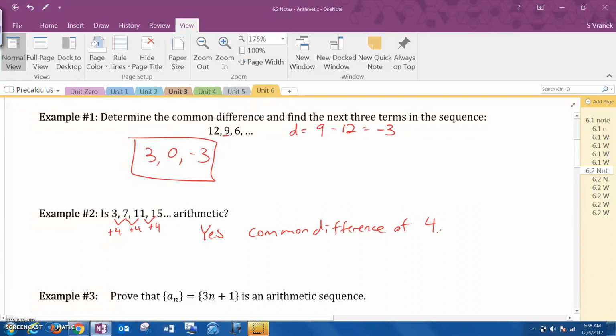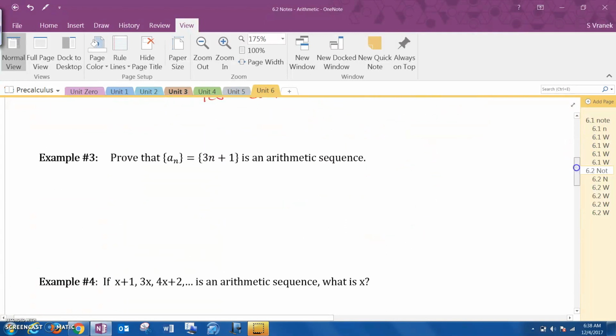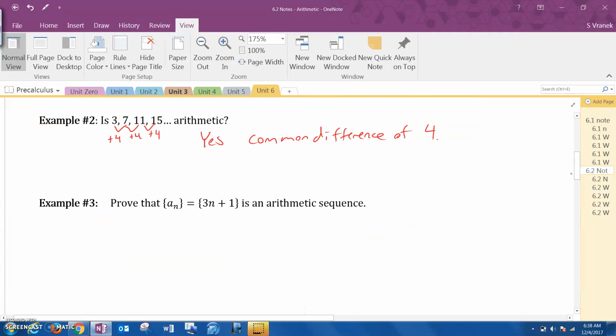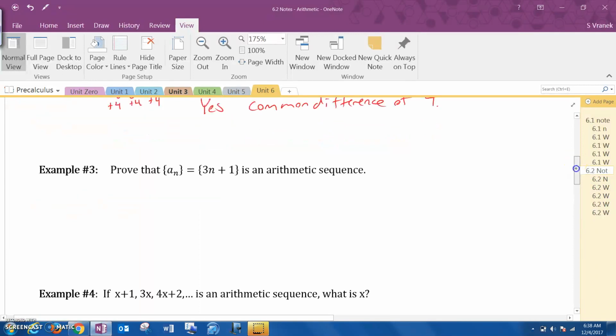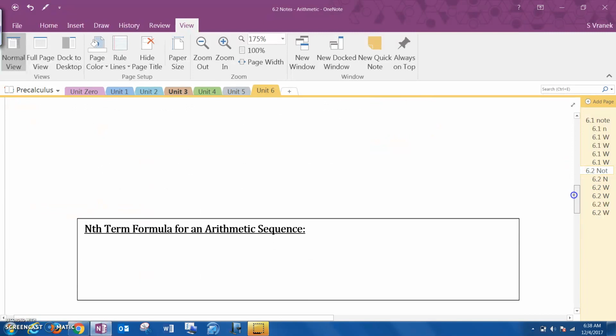Okay. Now we are going to skip examples 3 and 4. Those will be the notes for tomorrow. We do not need to know those for today. So let's go down to our formula now.